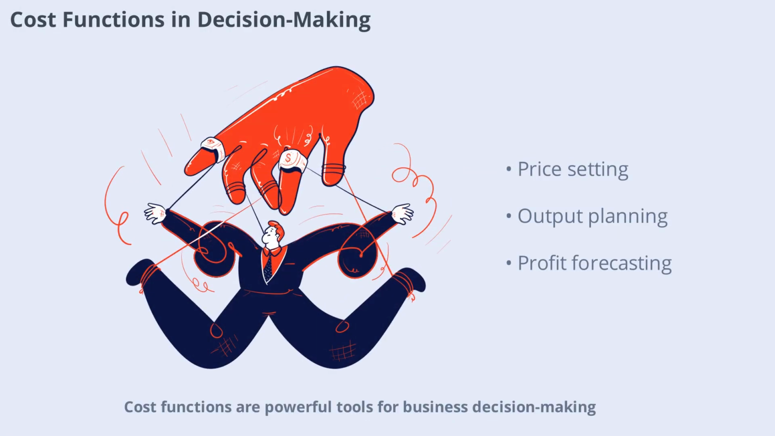Cost functions are powerful tools for business decision-making. By understanding how costs change with production, firms can set prices, plan output levels, and forecast profits. Cost functions also help identify the most efficient scale of operation and guide investment decisions. In competitive markets, this knowledge can be the difference between success and failure.